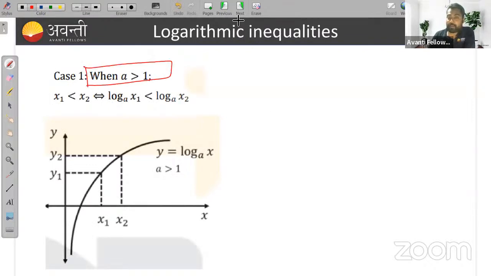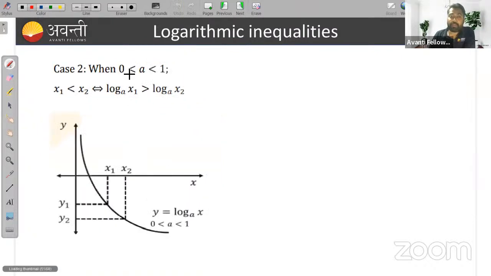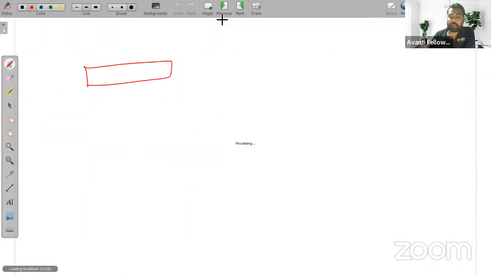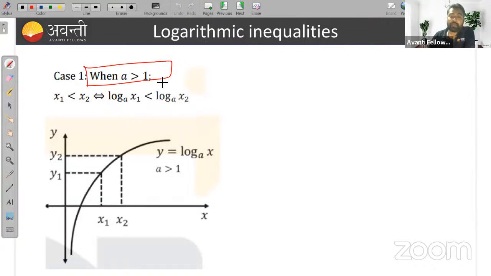One is a greater than 1, another one is a is lying between 0 and 1, है ना. So when a is greater than 1, what is happening? If you have x1 is less than x2, then if you take log on both sides to the base a and a is greater than 1, then the sign of the inequality will be same. Okay, and when a is greater than 1, the graph of the logarithm function will be increasing and it cuts the x-axis at the point (1, 0). ठीक है, ओके, चलो, है ना.